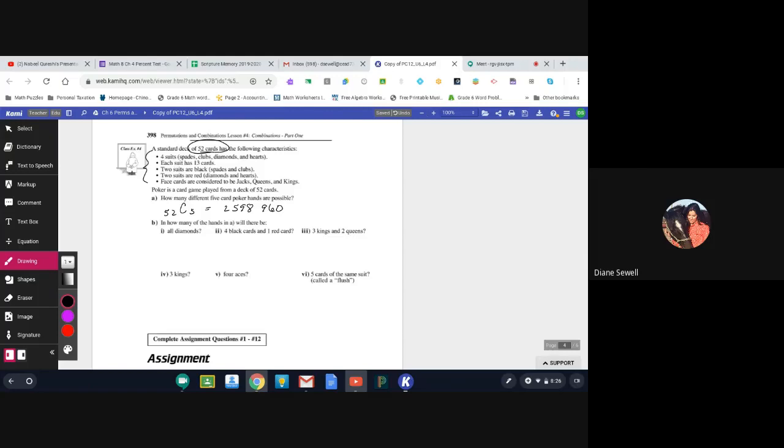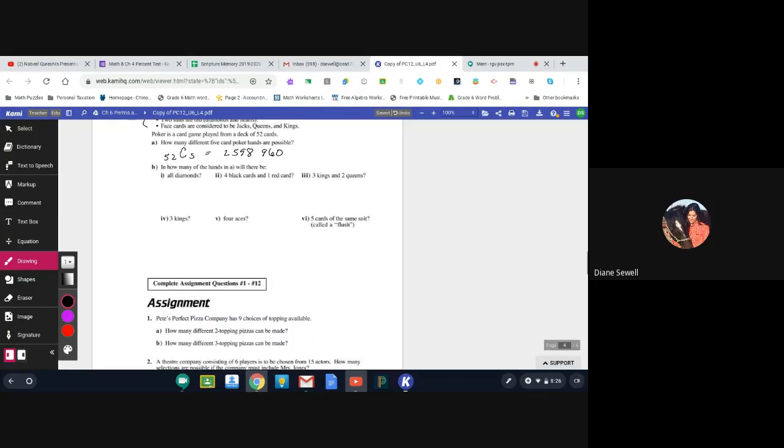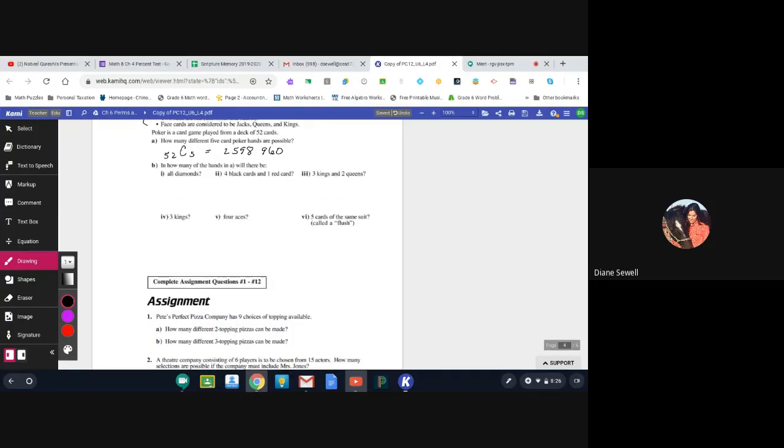Now, in how many of the hands will there be, of all of these hands, how many will be all diamonds? Well, to be all diamonds, straight diamonds, of the 13 diamonds, you need to pick 5 of them. So 1,287 hands would be all diamonds.